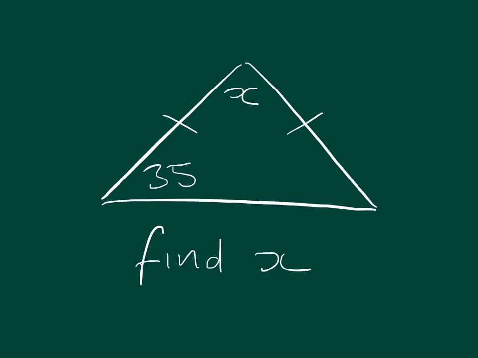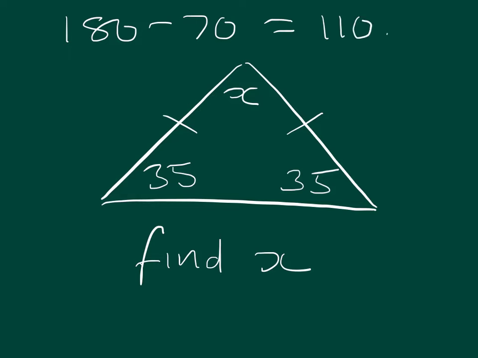We want to find the missing angle, 35. We need to know that this is also 35 because of the isosceles triangle. 2 35s make 70. The angles inside a triangle add up to 180. So if we take the 70 away from 180, we've got 110.